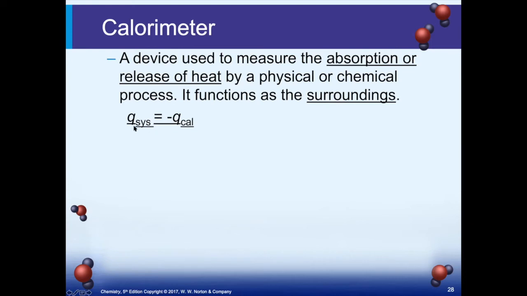Okay, so taking where we left off in the previous slide, if the Q of the system is equal to the negative of the Q of the surroundings, since this functions as the surroundings, I can also say that the Q of the system is equal to the negative of the Q of the calorimeter. That CAL is meant to abbreviate calorimeter.